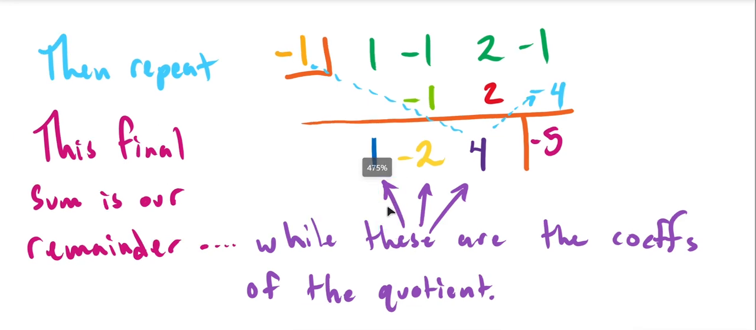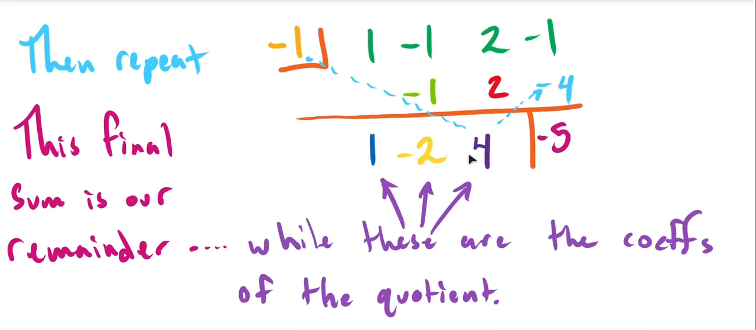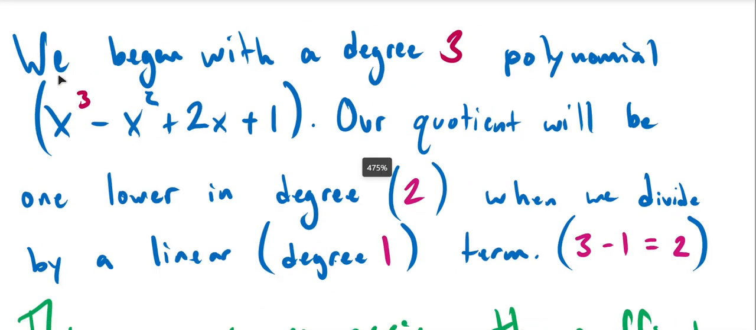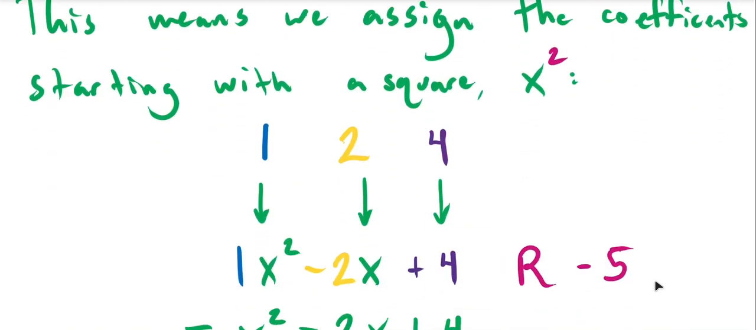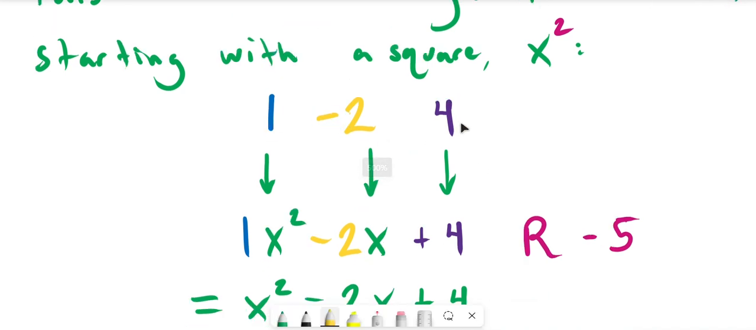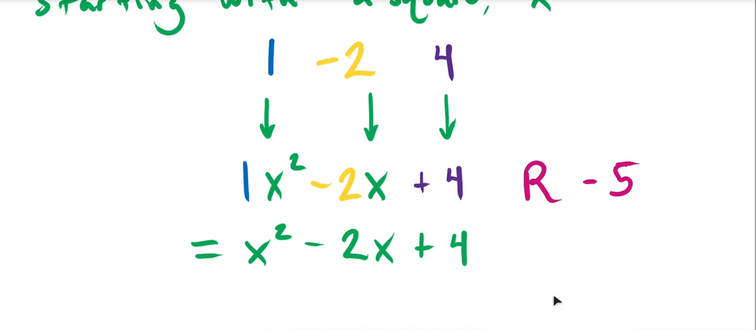Now we have to interpret our answer. These first numbers are going to be the coefficients of our quotient polynomial, and this final number is going to be our remainder. Since we began with a degree 3 polynomial, and we divided by a degree 1, our quotient is going to be a degree 2 polynomial. And we use this information to assign these numbers from our synthetic division into coefficients of a new polynomial. 1, minus 2, and 4 become 1x squared minus 2x plus 4, with a remainder of minus 5, of course. And so this is our quotient and remainder.